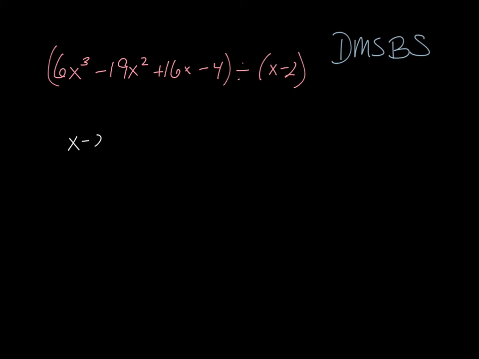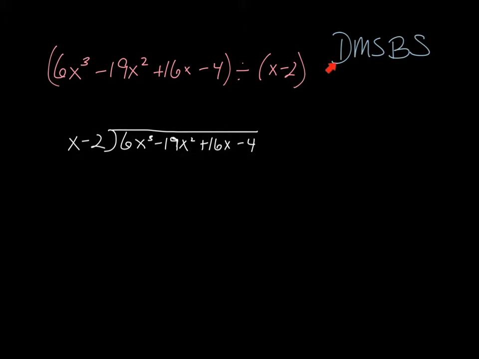So let's look at our first example. Let's take a cubic function, 6x cubed minus 19x squared plus 16x minus 4, and we're going to divide this polynomial by x minus 2. All right, so here's our setup. We're going to put x minus 2 here, and then 6x cubed minus 19x squared plus 16x minus 4.